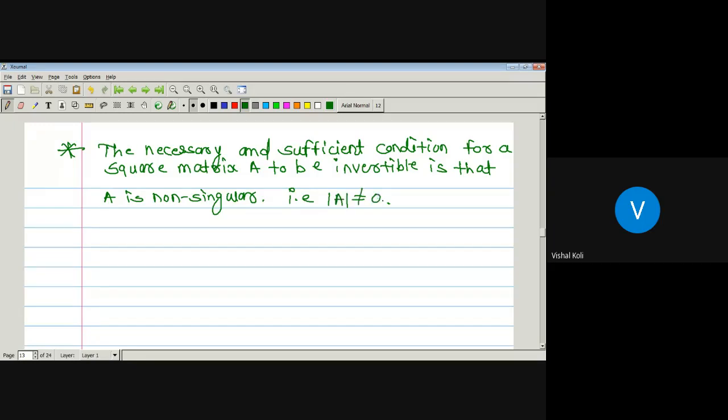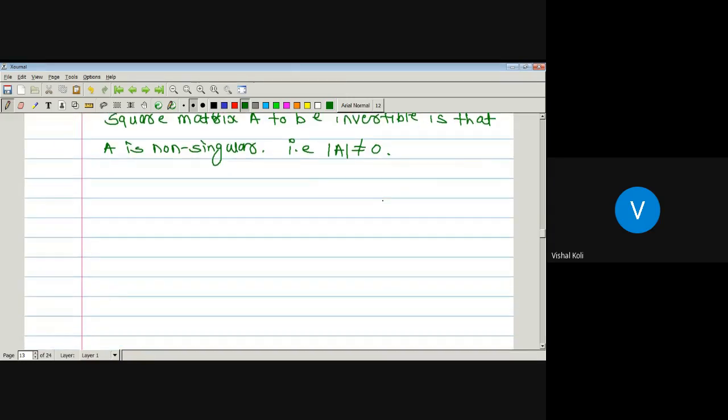It means that if the matrix is invertible, then its determinant is not equal to 0, and if the determinant is not equal to 0, then the matrix is invertible. That is, we have to prove the if and only if statement. That is, it is a necessary and sufficient condition. So first we will prove the necessary case. So, solution, that is the proof, that is the necessary part.